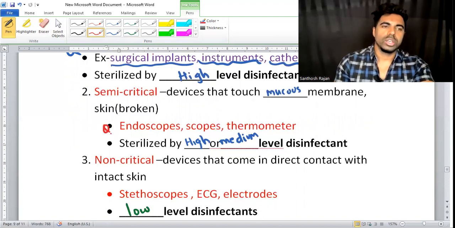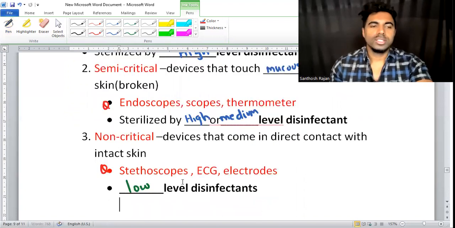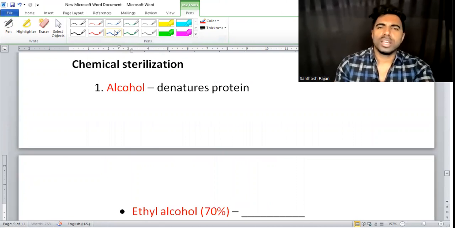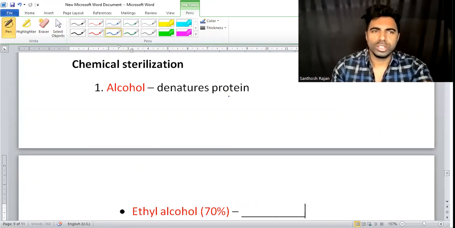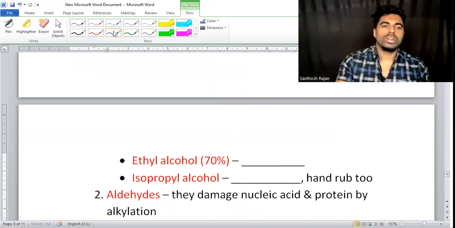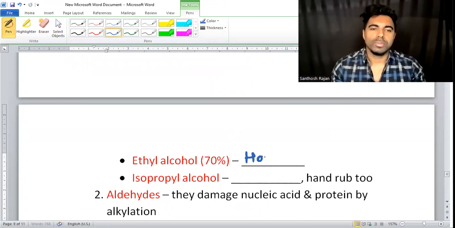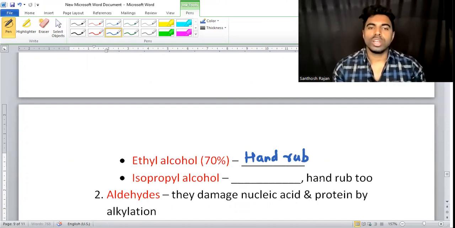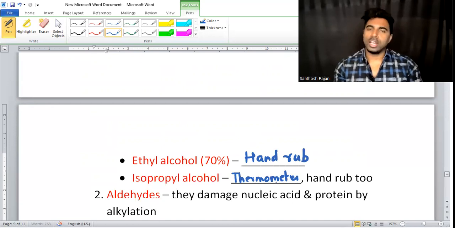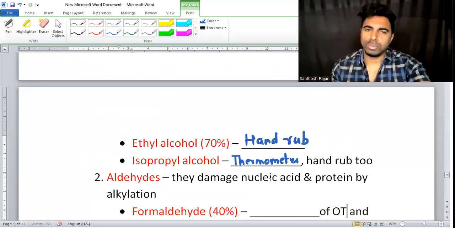Everything is a question. Okay, now next is chemical sterilization. We start with alcohol, very easy. Please, it's a direct question. Alcohol denatures the protein. This is what we're talking about, chemical method. Ethyl alcohol is used for hand rub. You know already, that's the question, hand rub. What about isopropyl alcohol? Isopropyl also can be used as a hand rub, but the important thing is for thermometers. To disinfect all your thermometers, you can use alcohol, and isopropyl alcohol is commonly used, you know that.